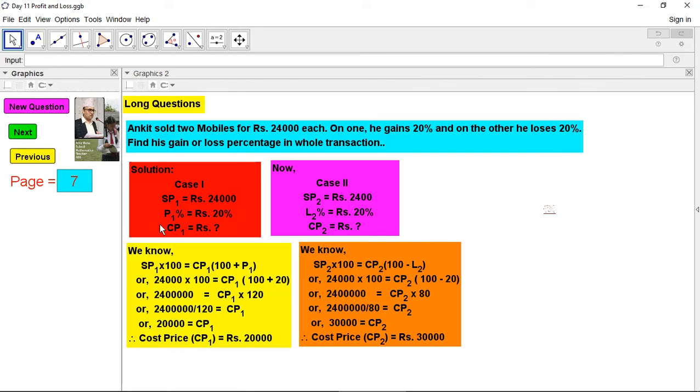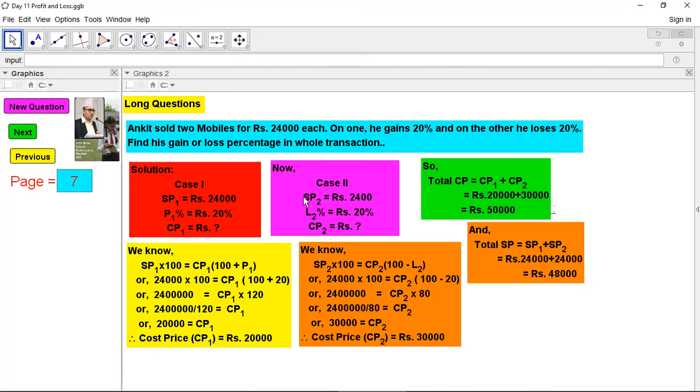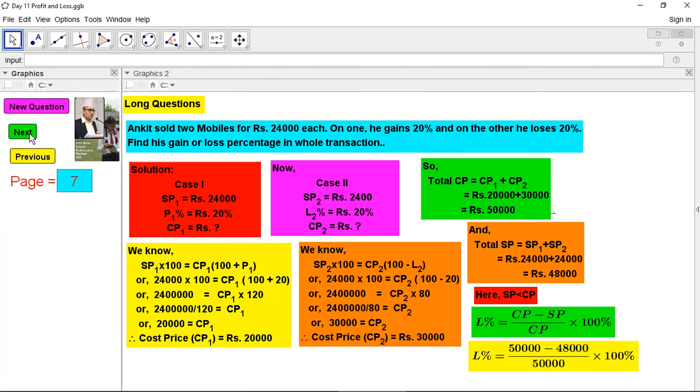Cost price of first is 20,000, cost price of second is 30,000, and the total cost price is 50,000. What is the total selling price? 24,000 plus 24,000, it becomes 48,000. Now the total SP is less than CP, so there is loss. Loss percent is, you know, CP minus SP by CP into 100%. 50,000 minus 48,000 is 2,000, by 50,000. Loss is 4%.